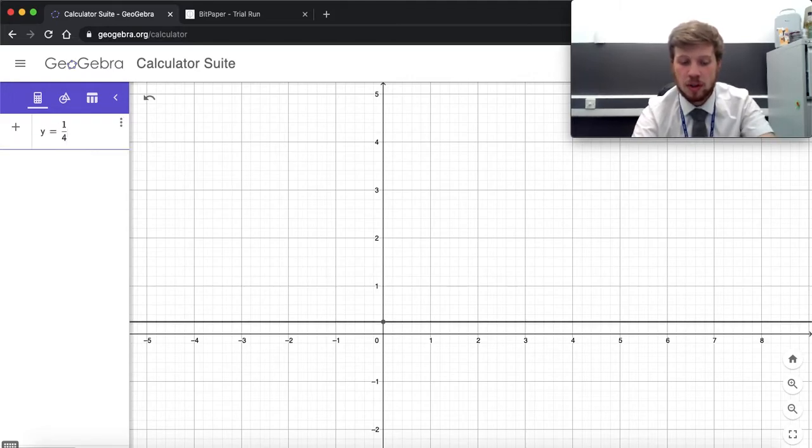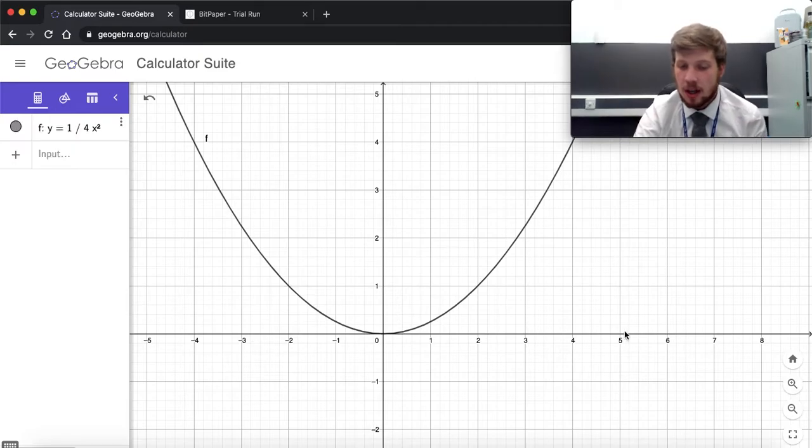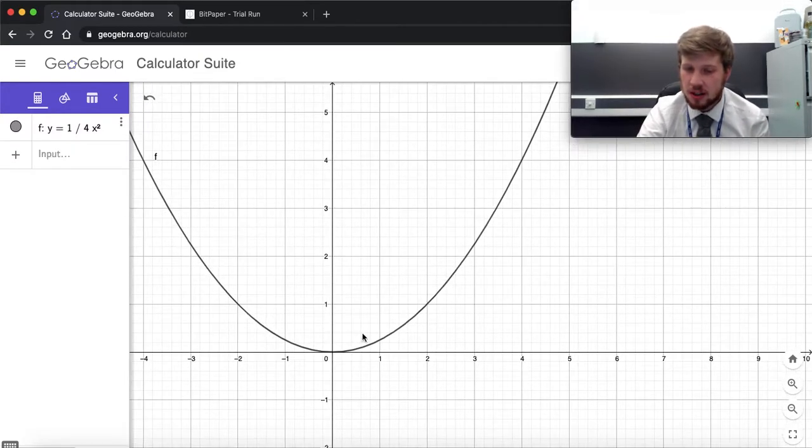However, what I want to explore today is how can I do that for a curve, so let's say a quarter of x squared. What would the gradient of this curve be? And hopefully we could see that the gradient would change depending on where we are, because on this left hand side it would be negative, and on the right hand side it would be positive.